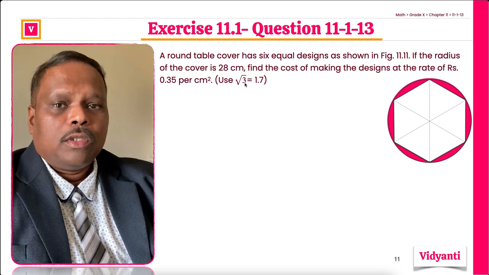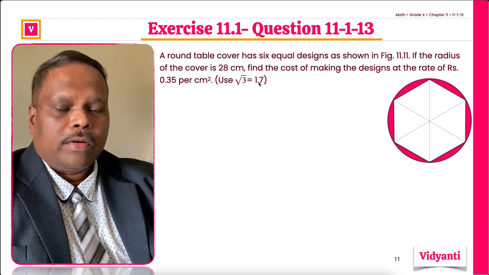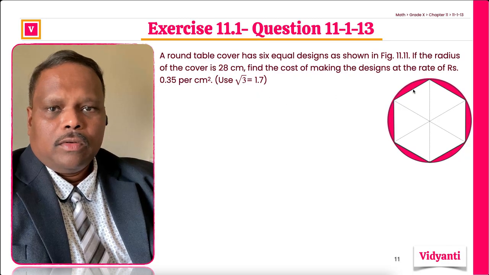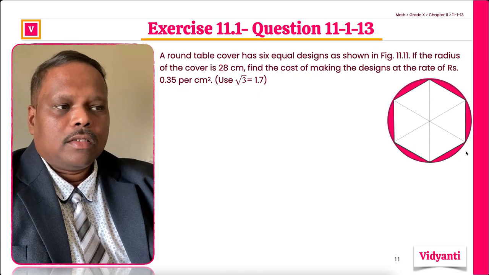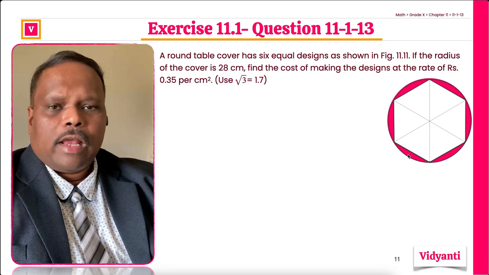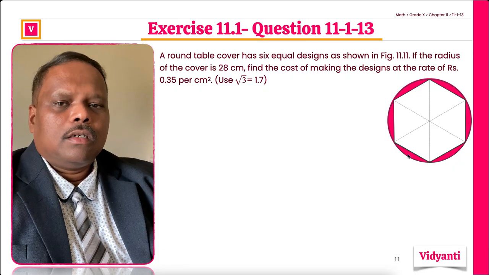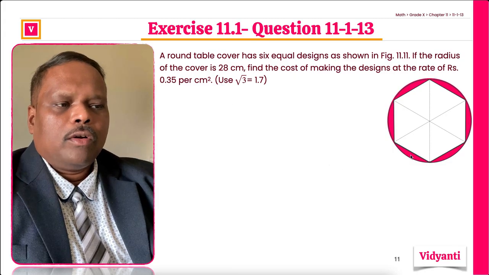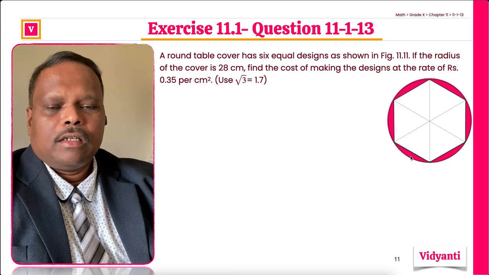We will require √3, that has been given as 1.7. So how will you calculate the shaded area? You will realize that these 6 parts are exactly identical. So if you calculate one part, then you can multiply by 6, and then you can multiply by the rate, and that will give you the value of the cost. How will you calculate one shaded area? Let's see how it works.